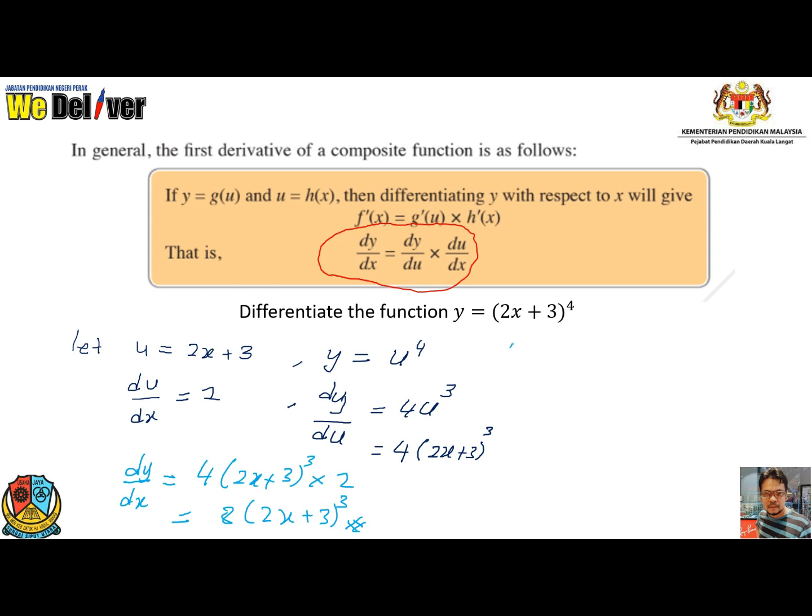To make it more simple, actually u is inside the bracket, 4 is outside the bracket. So to find dy/dx, we can differentiate outside the bracket times differentiate inside the bracket.